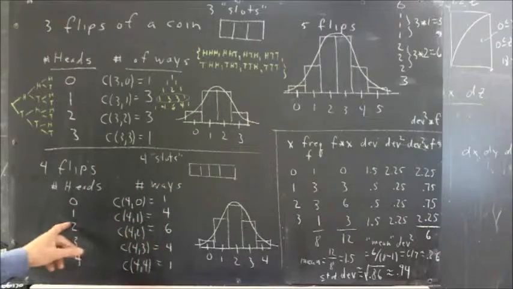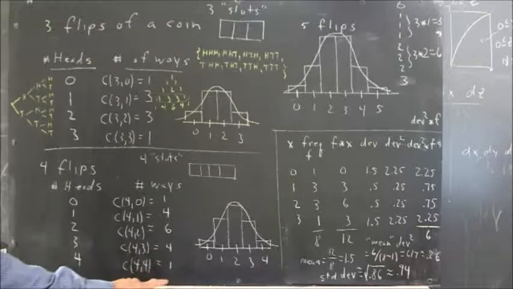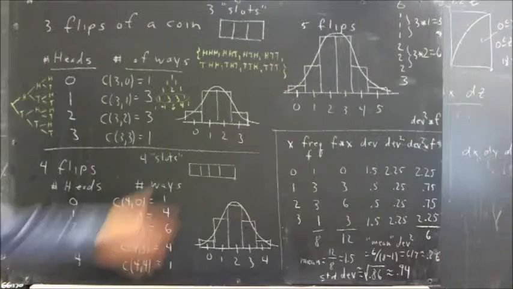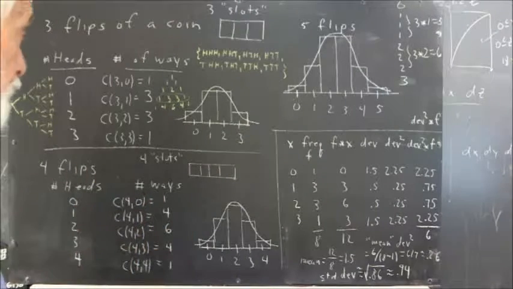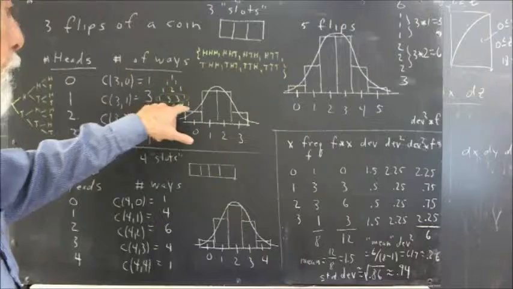That's 1. Number of ways to get 1 head is 4. 2 heads is 6. 3 heads gives you 4. 4 heads, 1. You can draw a tree diagram, trace the tree diagram, list the sample space, count them, or go to the Pascal's triangle, 1, 4, 6, 4, 1.